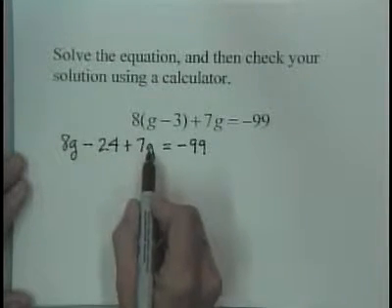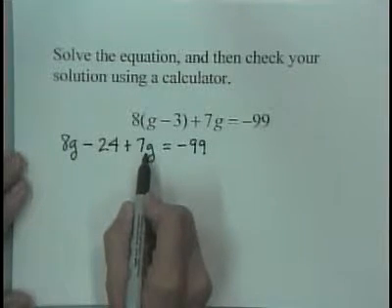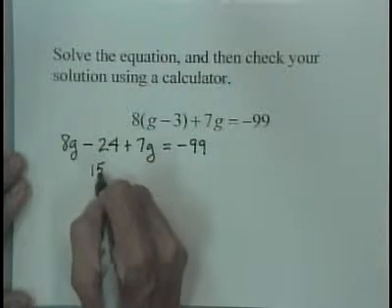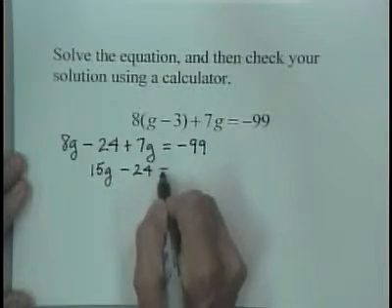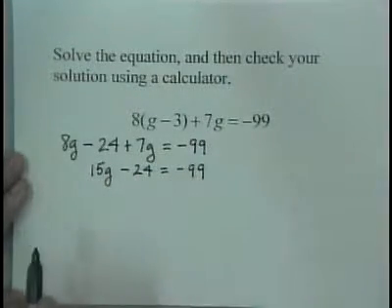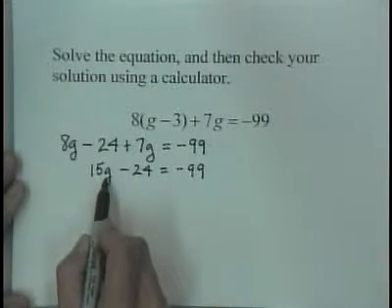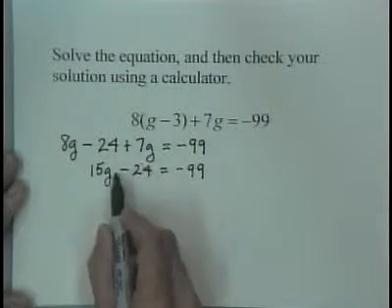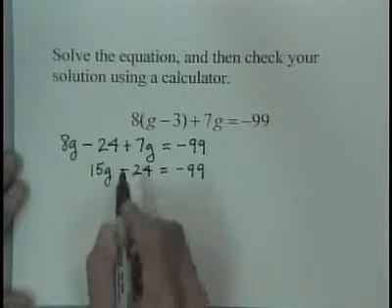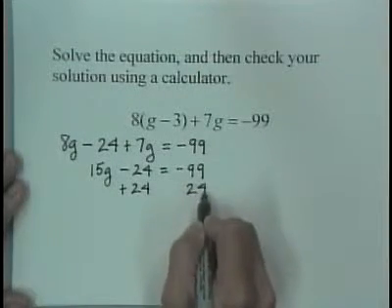Now on the left-hand side, I want to combine the like terms. I have 8g plus 7g, which is 15g, still minus 24, equals -99. Now my goal when solving an equation is to isolate the variable, in this case g. So my next step is to deal with this term by adding 24 to each side.